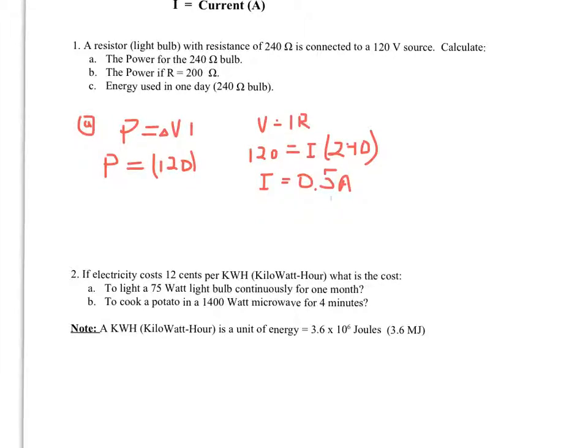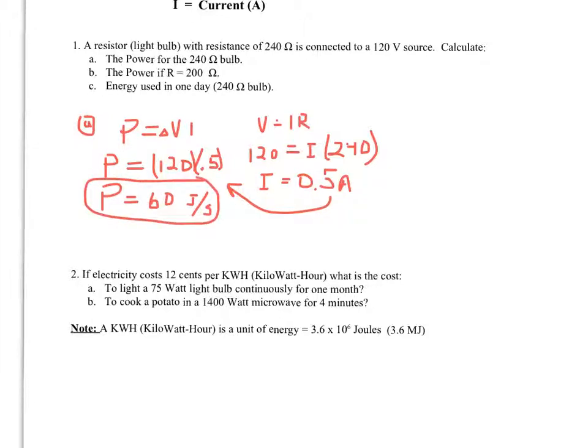So I'm going to bring that back over here, plug that in. That's 0.5. So the power here is 60 watts, 60 joules per second. So you can say 60 joules per second, or you can say 60 watts. Either one is acceptable. That's the power of this light bulb.